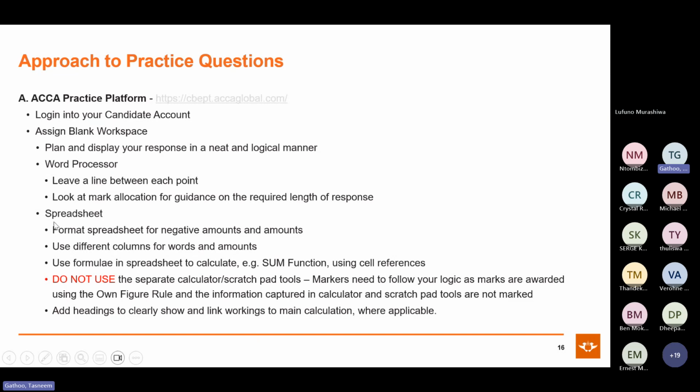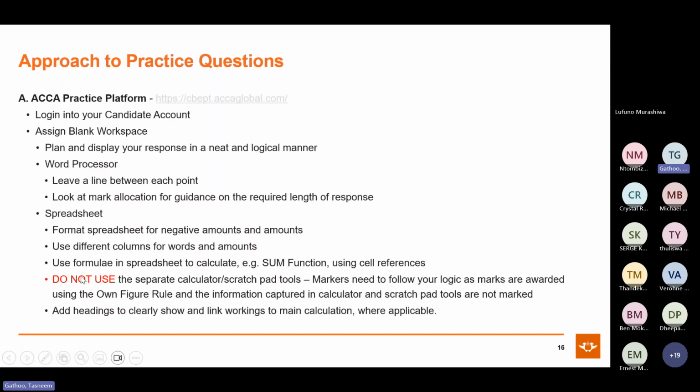Then in terms of the spreadsheet, the first thing that's important to do is make sure you format your spreadsheet for negative amounts and amounts. Again, this speaks to displaying your answer in a neat and logical manner. Then use different columns for words and amounts. For example, where you have gross income less your exempt income, have that in one column and the amounts in a column next to it. If you have a calculation, maybe have that in a third column, for example.